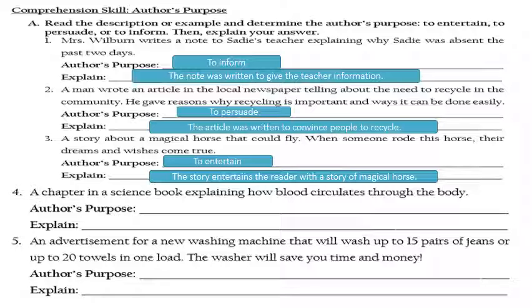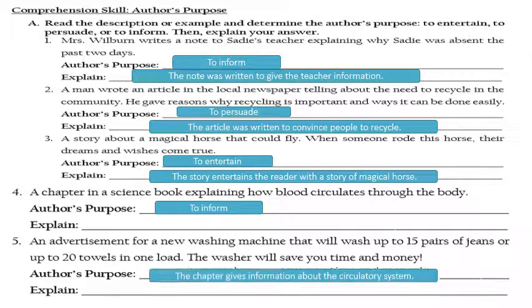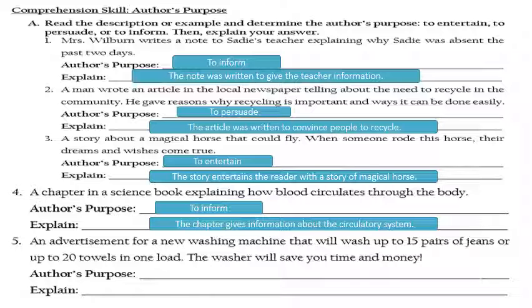So here is a chapter in science explaining, giving information. So it's the author's purpose to inform. Why? What is the explanation? The chapter gives information about the circulatory system.